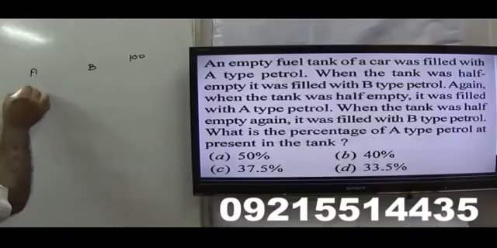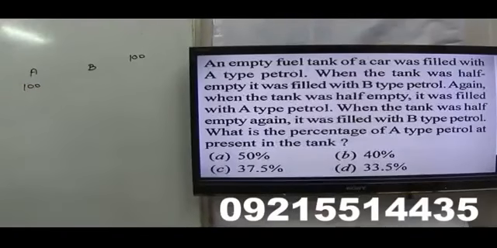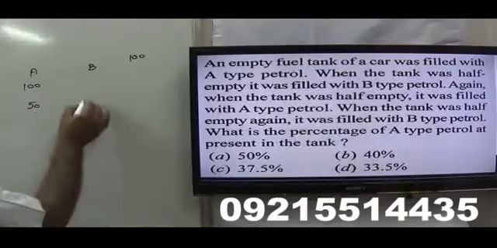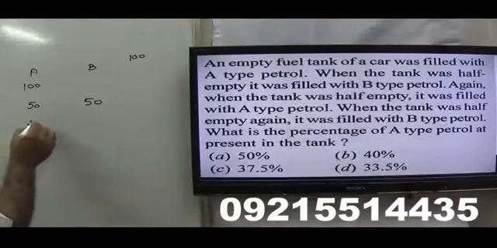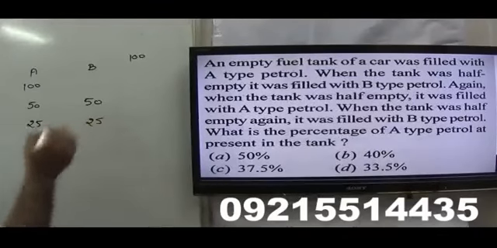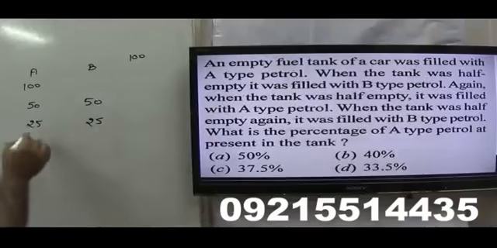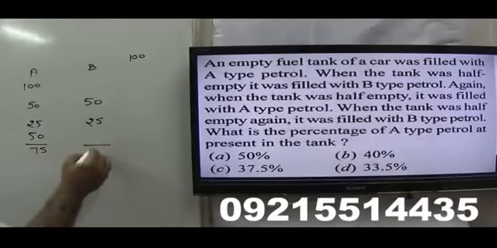First, what do we fill it with? We filled 100 with A. After that, when it becomes half, how much A is there? 50. Now it was filled with B. How much B did you fill? 50. Right. Again when the tank was half empty, 25 of this and 25 of this. It was filled with A type. How much did you fill? A, 50. Now how much A is there? 75. How much B? 25.